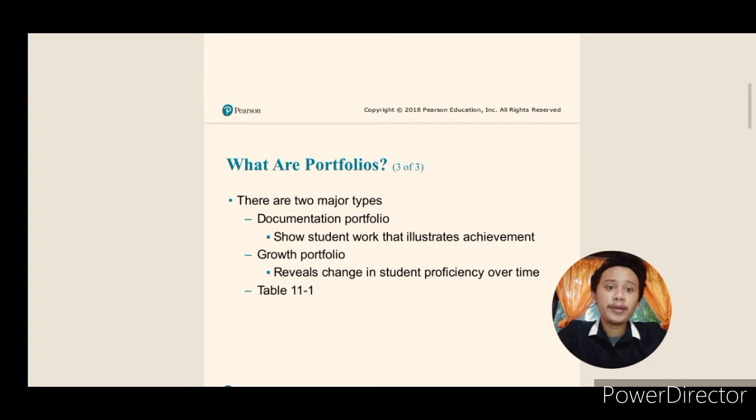Okay, so in portfolios there are two major types: documentation portfolio and growth portfolio. The documentation portfolio shows students' work that illustrates achievements, and the growth portfolio reveals change in the student's proficiency over time. These two major types of portfolios highlight the development and improvement of the student's learning during the given period of time.